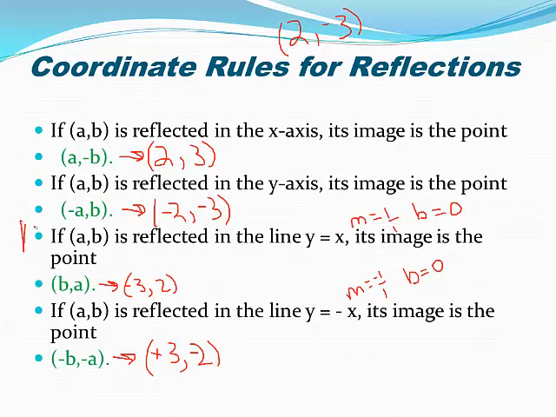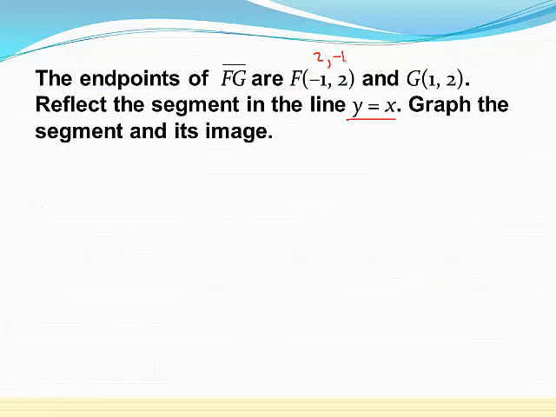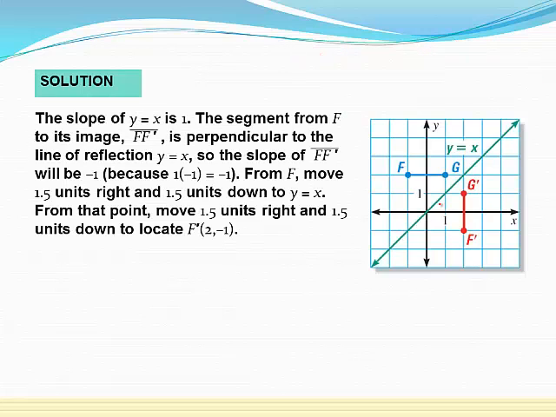This rule says that all I do is switch the x and y placement, to 2, negative 1 for F prime and to 2, 1 for G prime. And then you graph it, and you have to graph everything. So here's the graph. Here's the line y equals x, because you start at 0, go up 1 over 1, up 1 over 1 to get to the next point. We graph our original F and G and make a segment. And since we had negative 1, 2, that became 2, negative 1. So we just switched the x, y value placements. That's it.